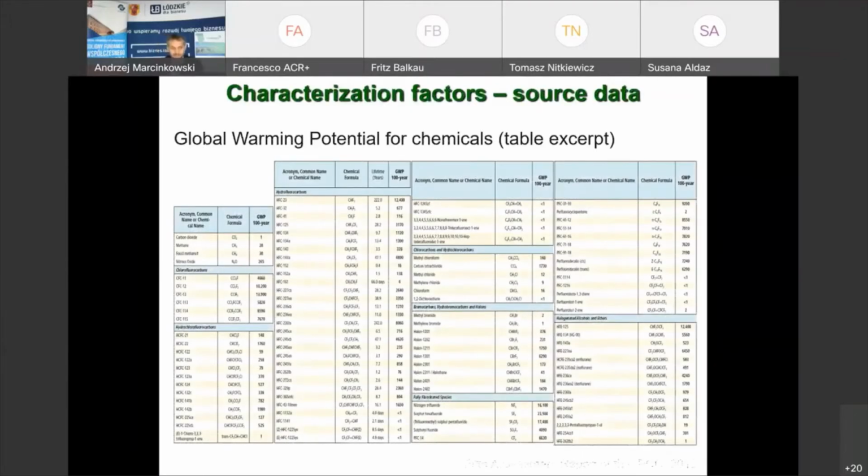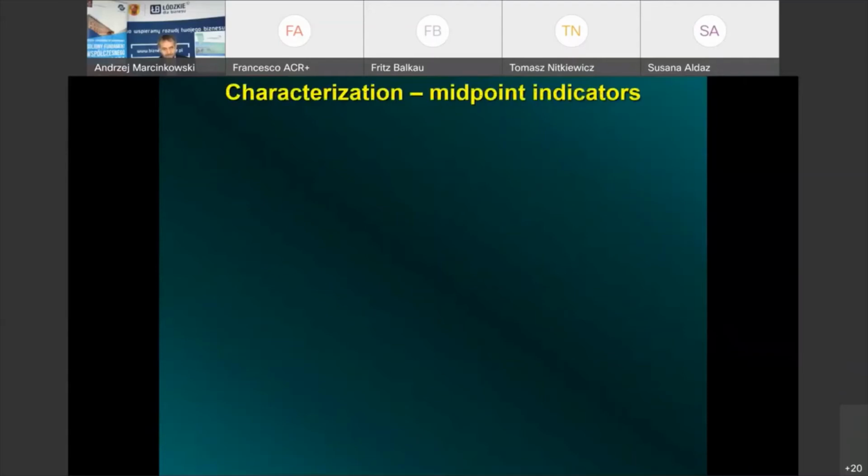Let's move on. And here we've got the example of source information. So the source data, in this case, is part of the table with different substances with their specific global warming potential for different chemical compounds. And in this case, the source of information is the scientific report of Intergovernmental Panel for Climate Change. And according to this information, we are able to calculate the results, so midpoint indicators.